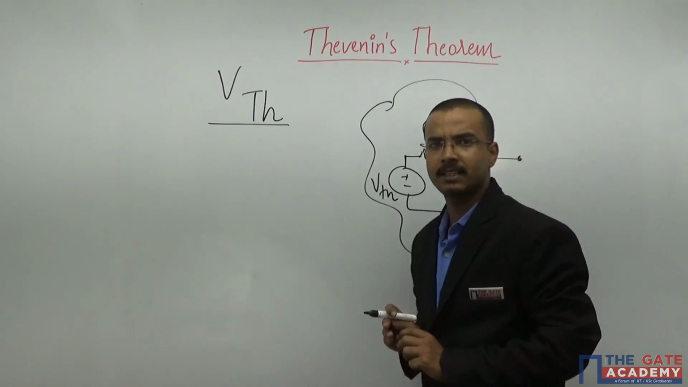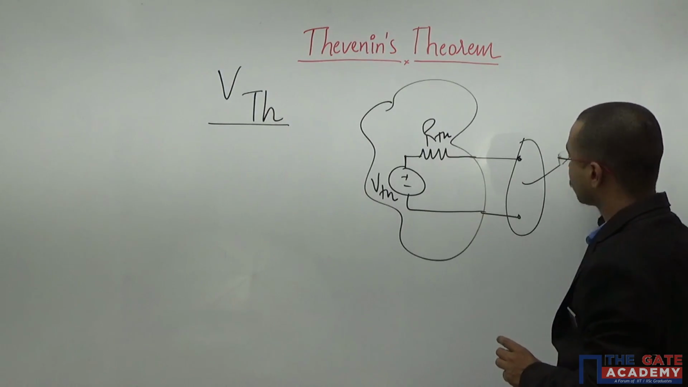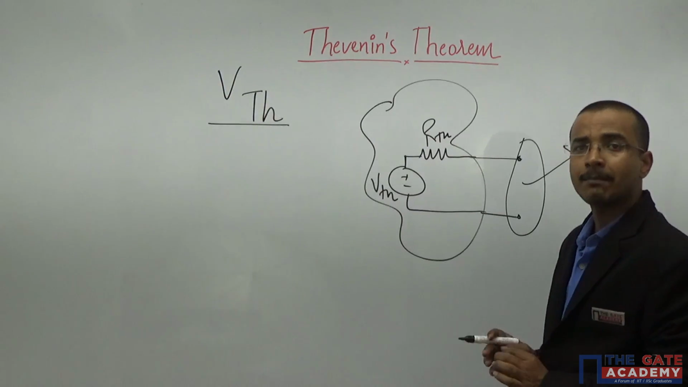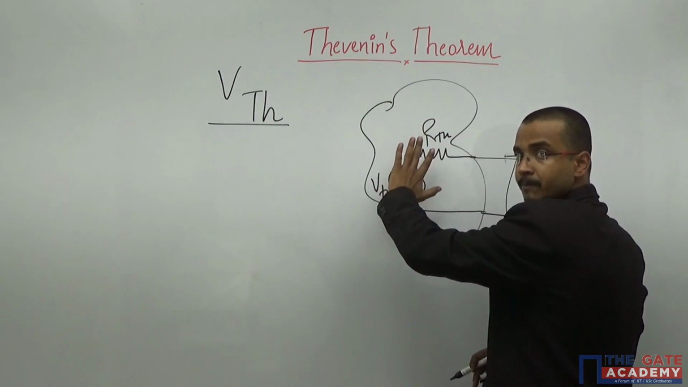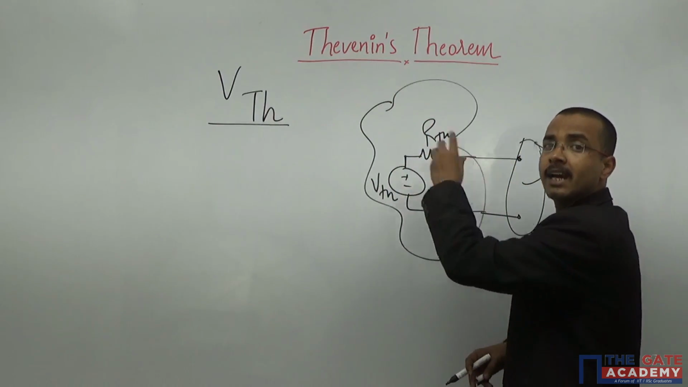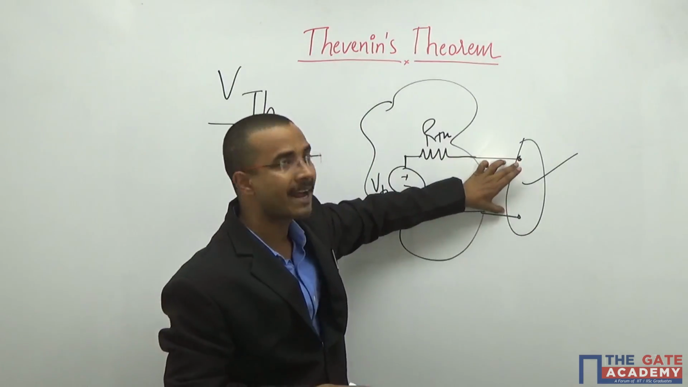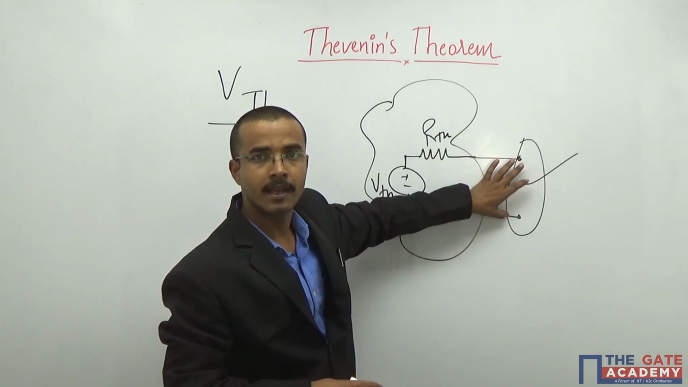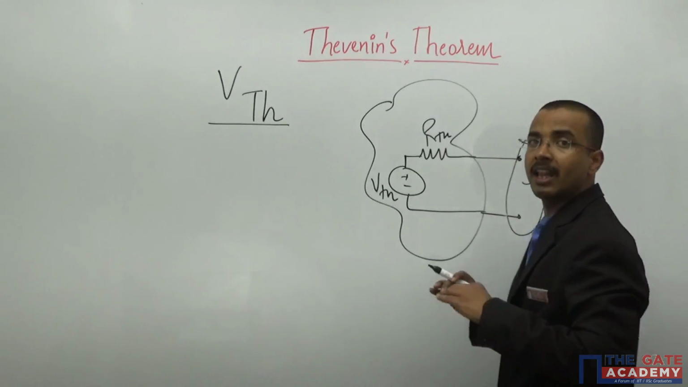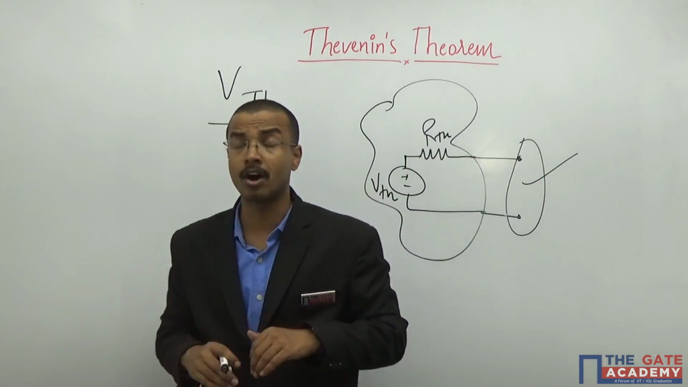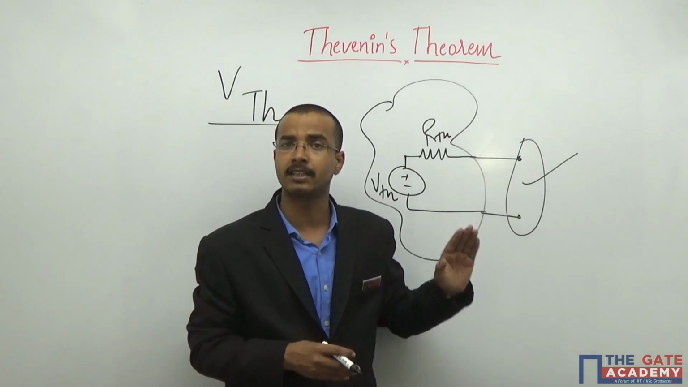But here, what am I doing? I am looking only across this open circuited terminal. That means I am really not bothered about what is happening in my entire circuit or in any other component, because I am interested only in how much voltage drop I am getting here, and how much resistance it will offer when I look from here, when all the independent voltage or current sources are replaced by their internal impedances.